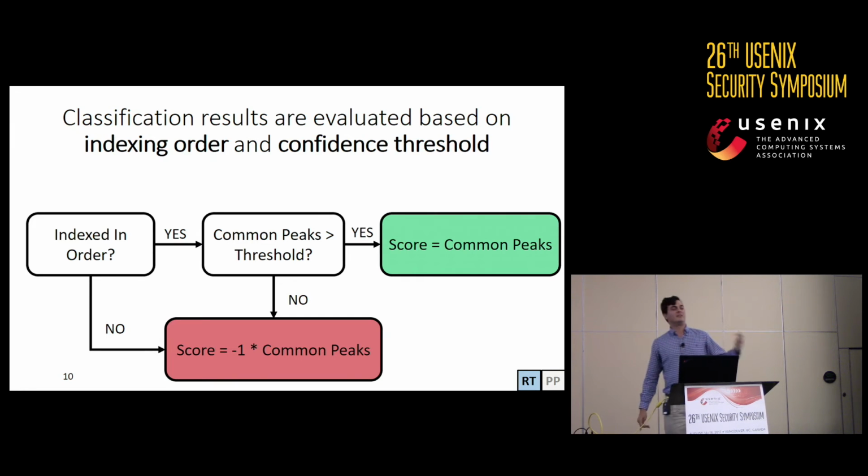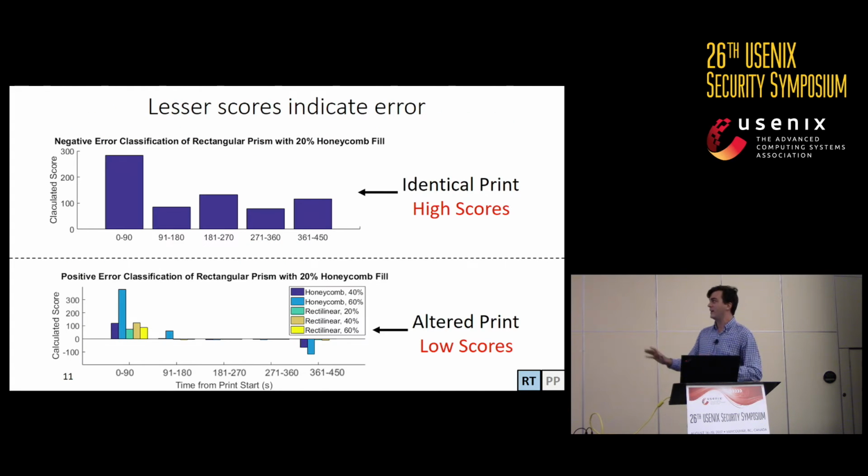Now, if all of the segments come out in order and they all have high confidence values, we'll go ahead and set those scores equal to the number of peaks in common. So to solidify, these are the kind of results that we'll get. If you look at the top graph here, this is a situation in which the testing print is the exact same as the training print, and we see consistently high calculated scores as we just discussed.